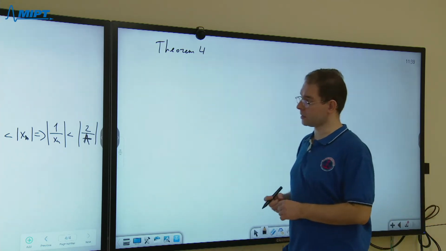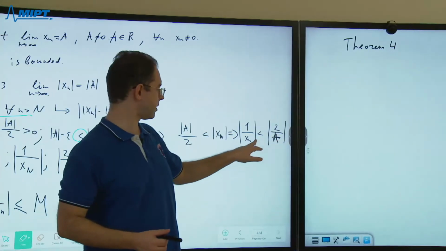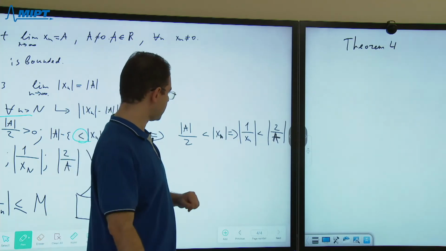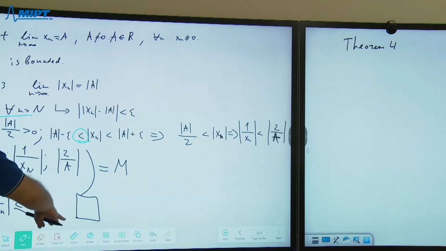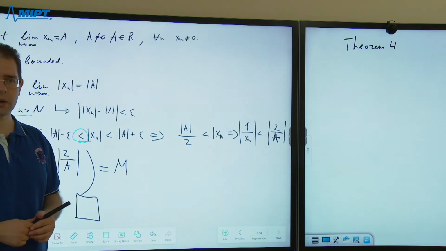Yes, this is a good question. It seems that we already have a constant that is greater than the terms of our sequence 1 over xn. Why did I feel that I needed to write more lines over here? Why didn't I just finish it there? Who can answer?